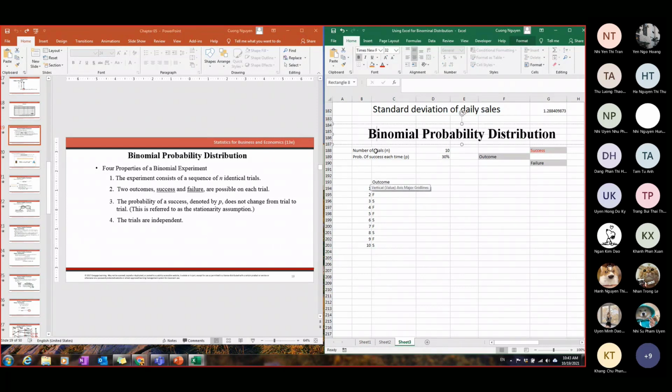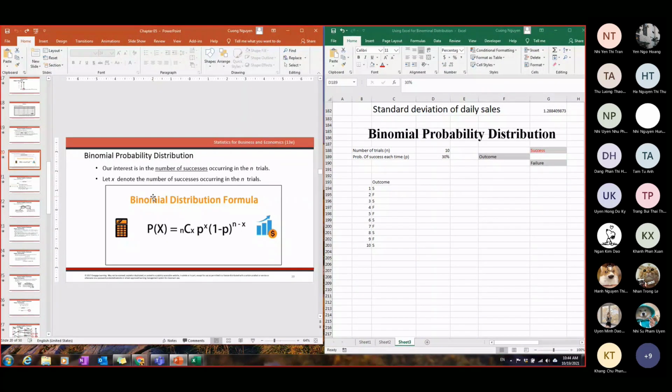When you see all of them, we have a limited number of trials. Okay, and there are 2 outcomes, success or failure, and the probability of success each time will be 30%. It's not 50-50, because if it's 50-50, that would be equal to the discrete uniform distribution. But this is a little bit different. It's not 50% success, but lower or higher. Okay, and this is how people do it. The interest will be the number of successes occurring in the n trials.